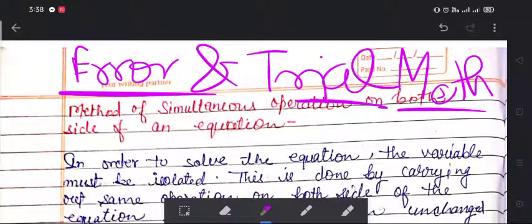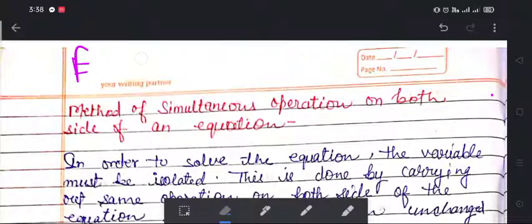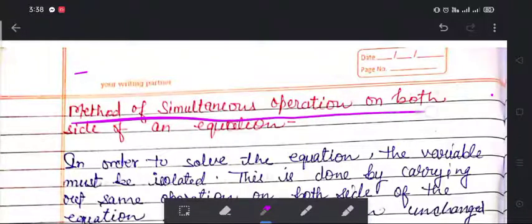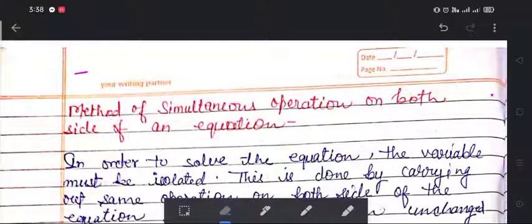Here we shall discuss a new method for finding the solution of a linear equation, which is called the simultaneous operation method on both sides. So let us see what this method says.